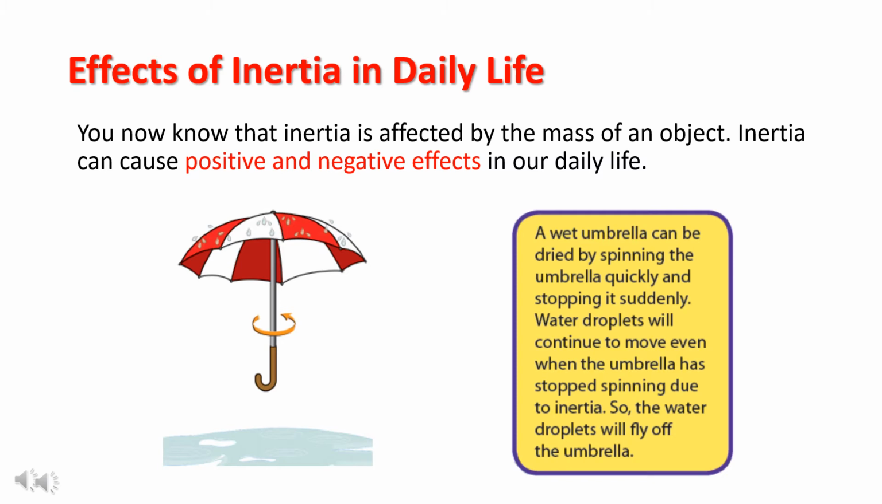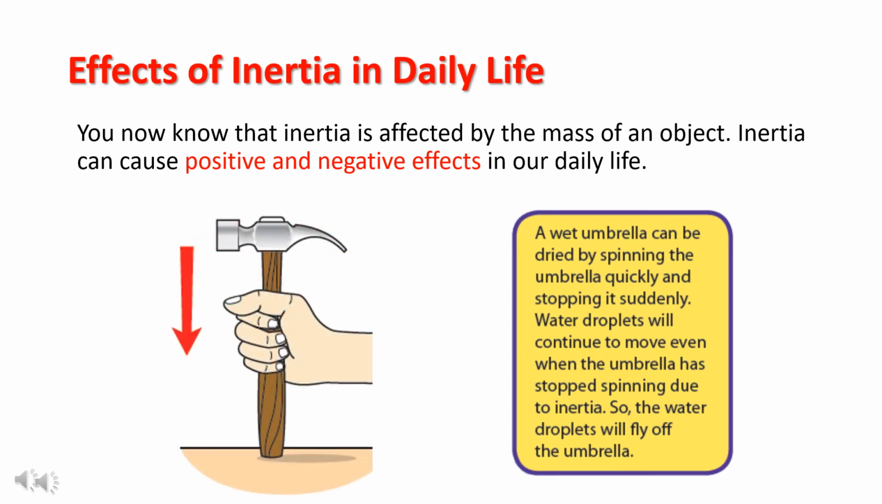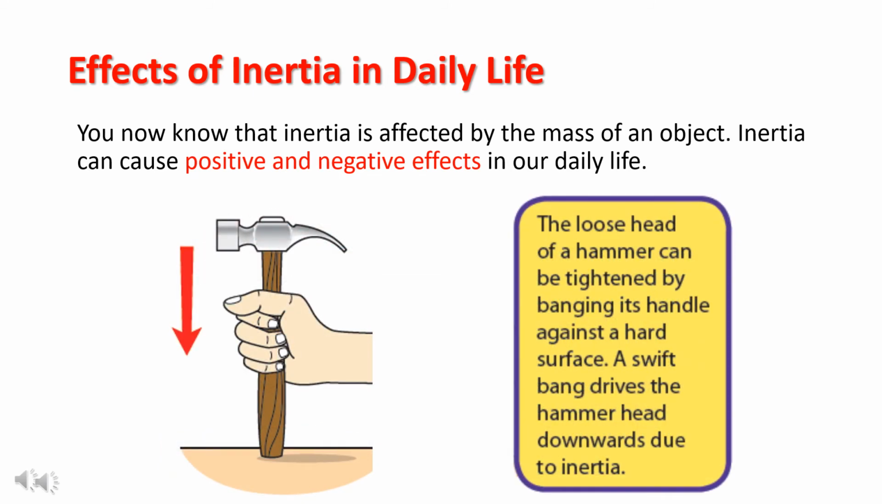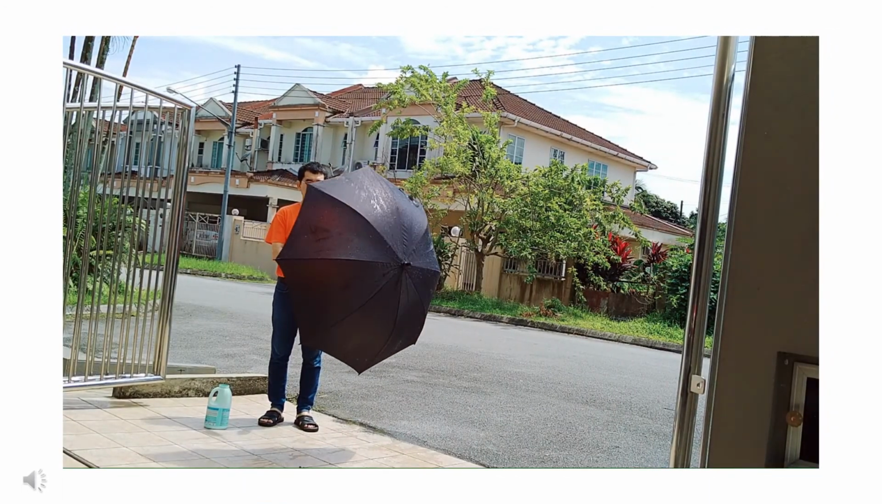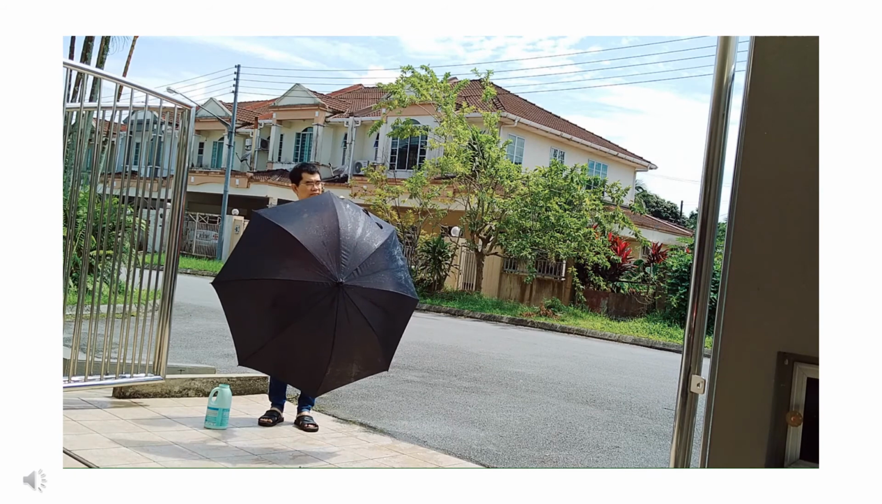In another example, the loose head of a hammer can be tightened by banging its handle against a hard surface. A swift bang drives the hammer head downwards due to inertia. Observe the demonstration in this video.